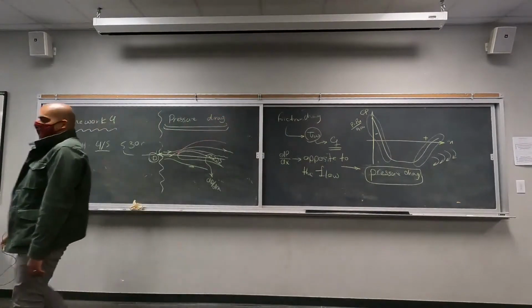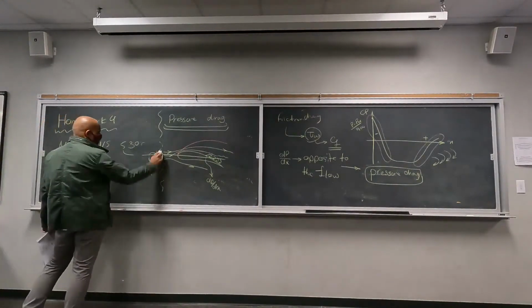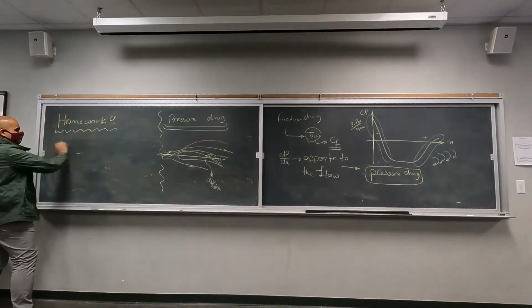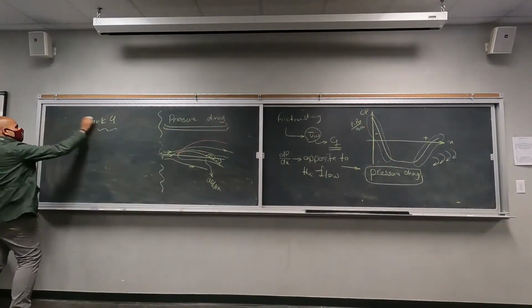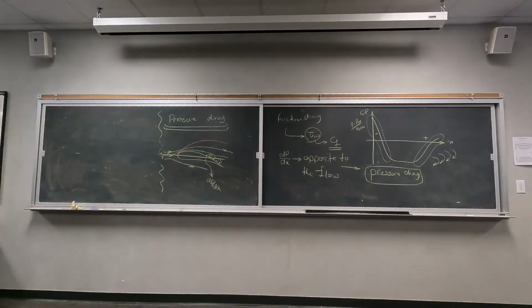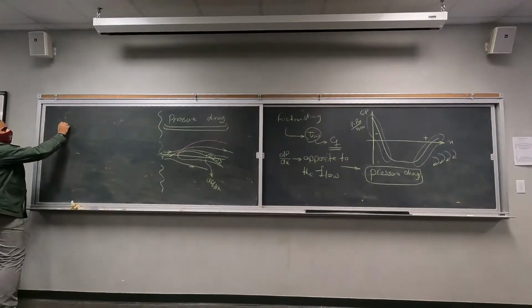Okay, so where were we? Josh brought up a good question, a good point, and this is something we need to talk about a little. So the idea is we have two main parts of drag, friction drag and pressure drag. Friction drag is there because of the presence of the boundary layer.